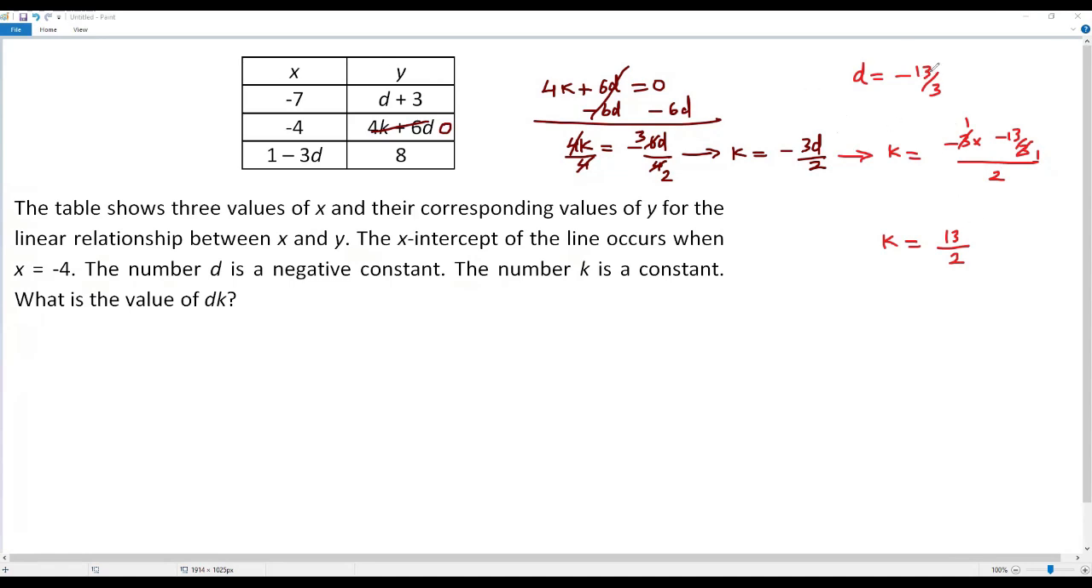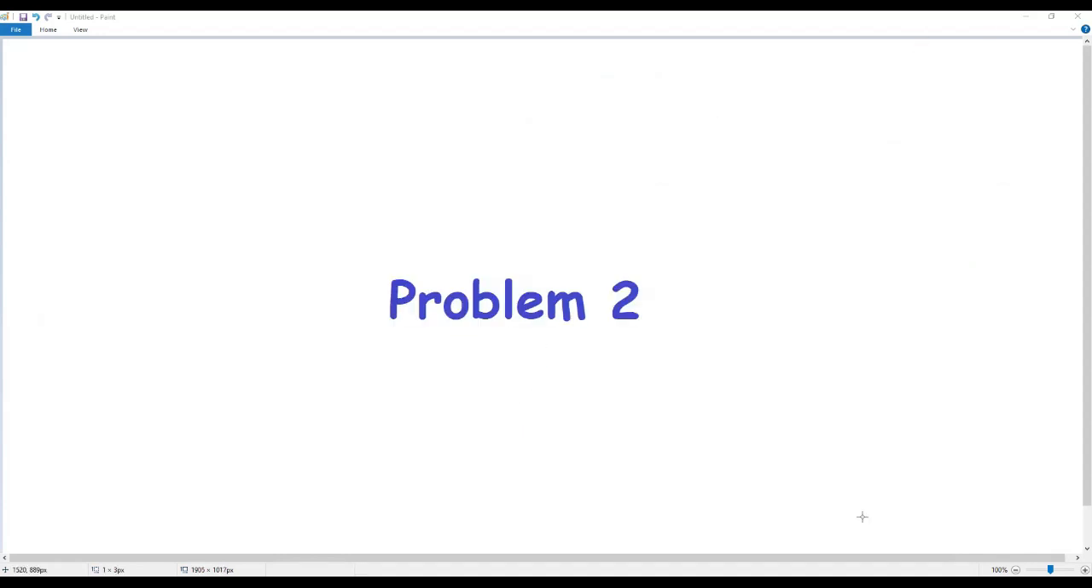Already we have the value for d. Now, what we have to do is get the value for dk, that is d times k. D times k equals, the value for d is negative 13 over 3 and the value of k is 13 over 2. Then d times k equals negative 13 times 13 is negative 169 and 3 times 2 is 6. Therefore, the value of d times k is negative 169 over 6.